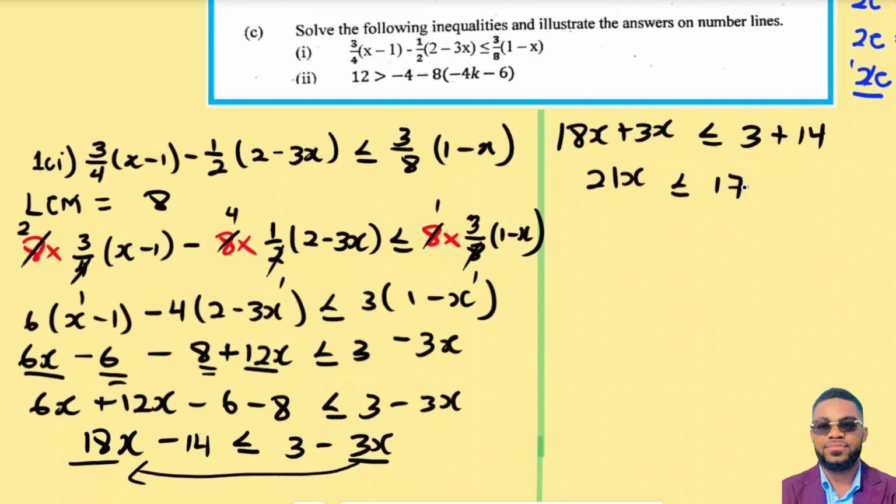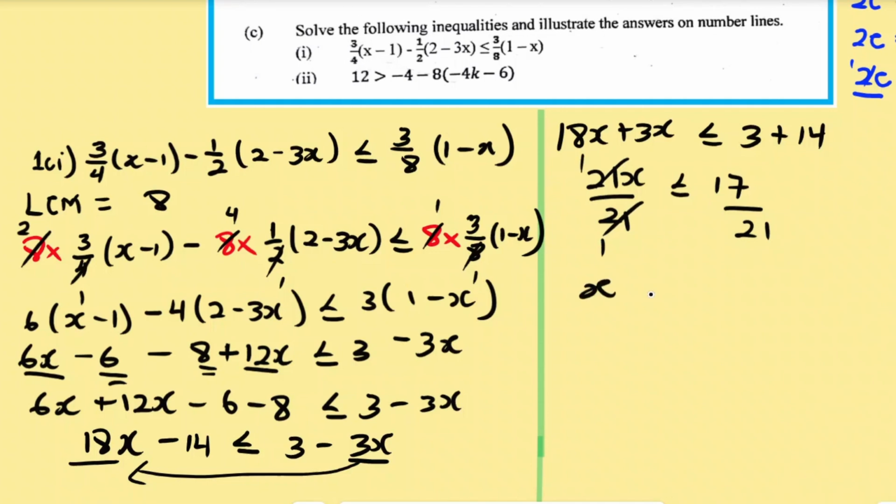Now we can find the values of x. We divide here by 21, here too by 21. So they will just cancel out. We have x less than or equal to 17 out of 21. So these are the range of values for x. Now we have to illustrate this information, or this answer, on a number line. And that's very, very simple. Let's do it here right now.